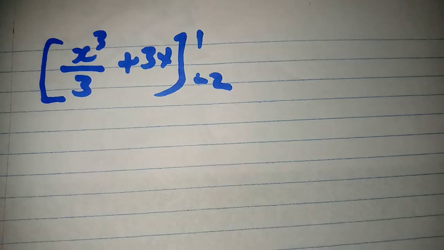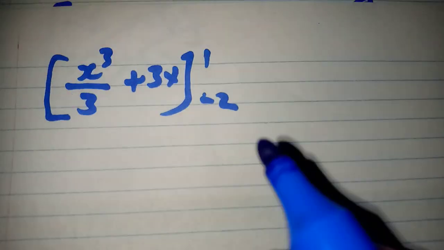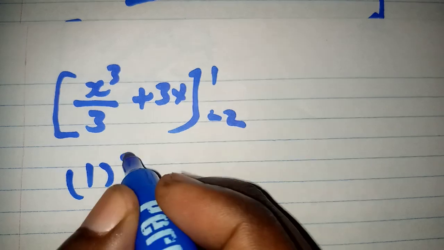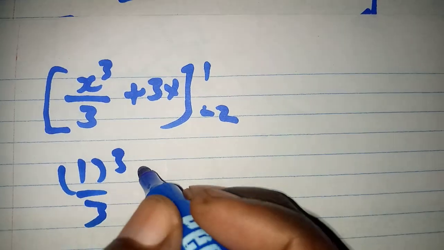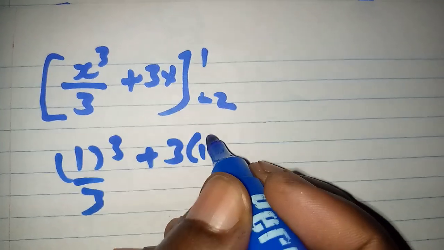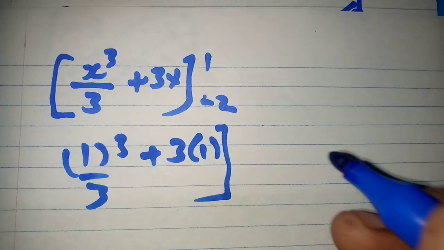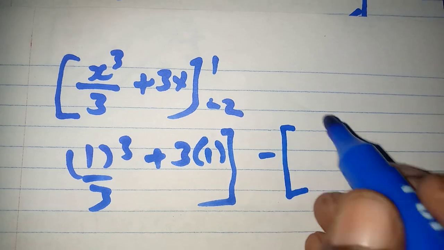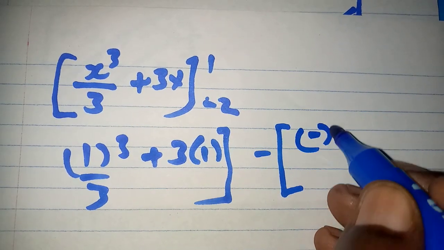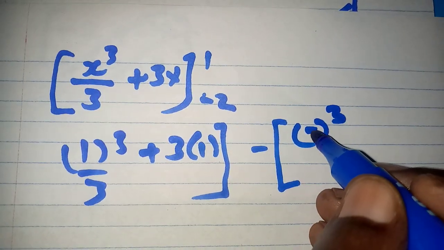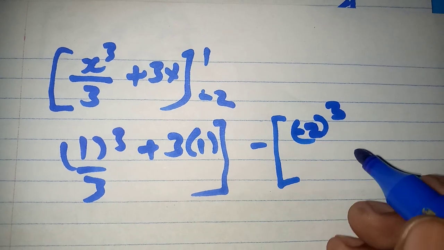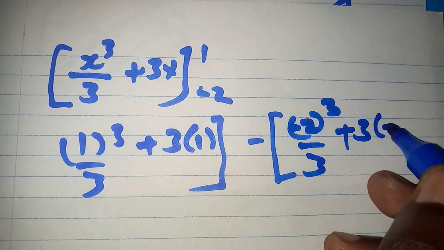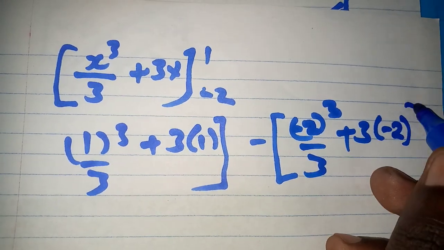Solving for this other side, I'll substitute 1 as 1 cubed over 3 plus 3 in bracket 1. Then I'll subtract when I substitute negative 2: negative 2 cubed over 3 plus 3 in bracket negative 2.